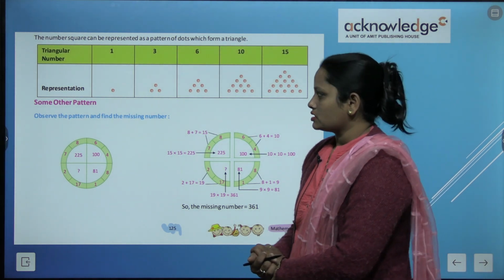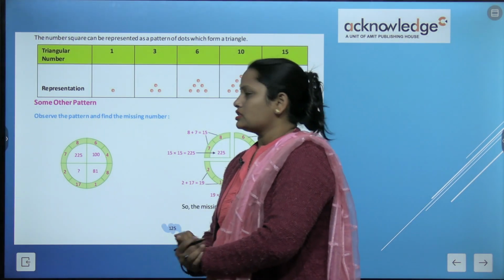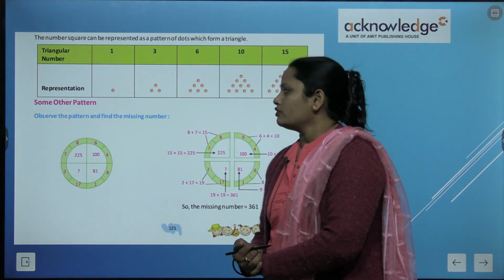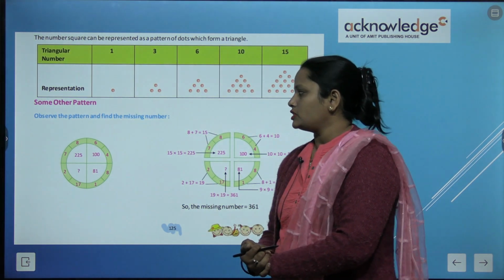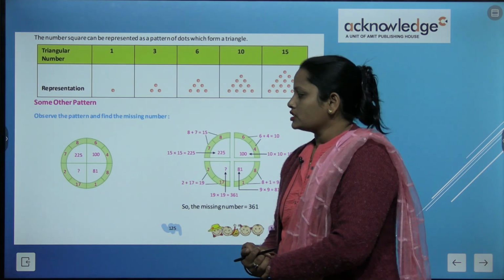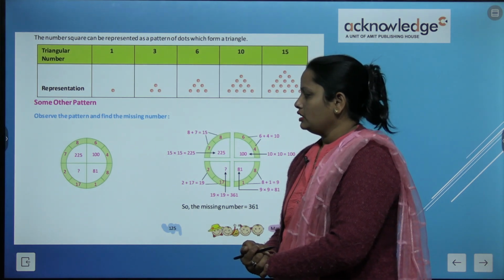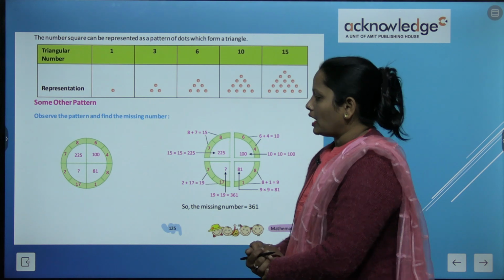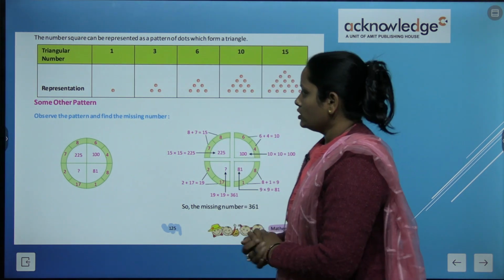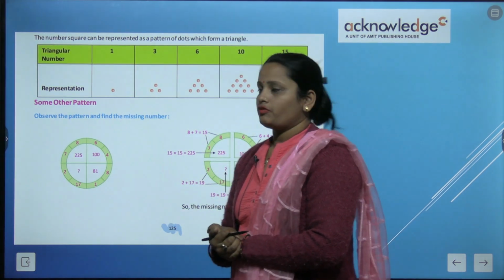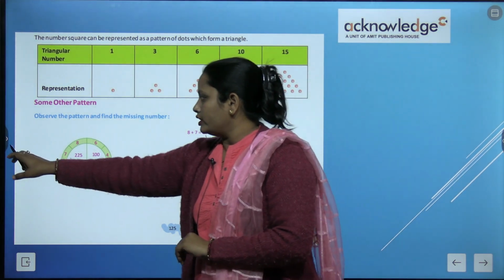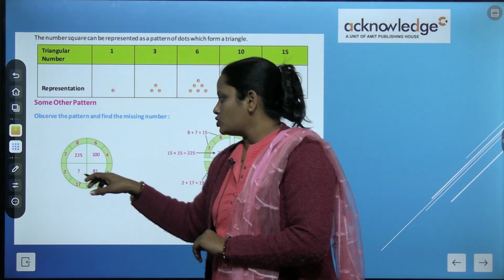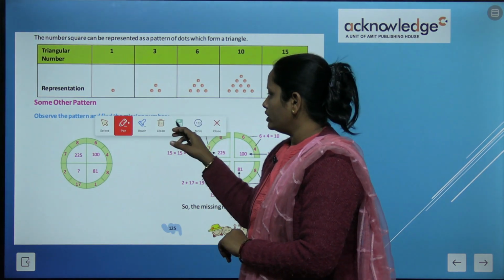Some other patterns. दूसरे patterns हैं वो क्या हैं? Observe the pattern and find the missing number. So here you can see various numbers are given and a particular pattern is written here. So here children we have to observe the pattern that is given here. Now fill in the missing numbers. So यहाँ पे हमें missing number को fill करना है.